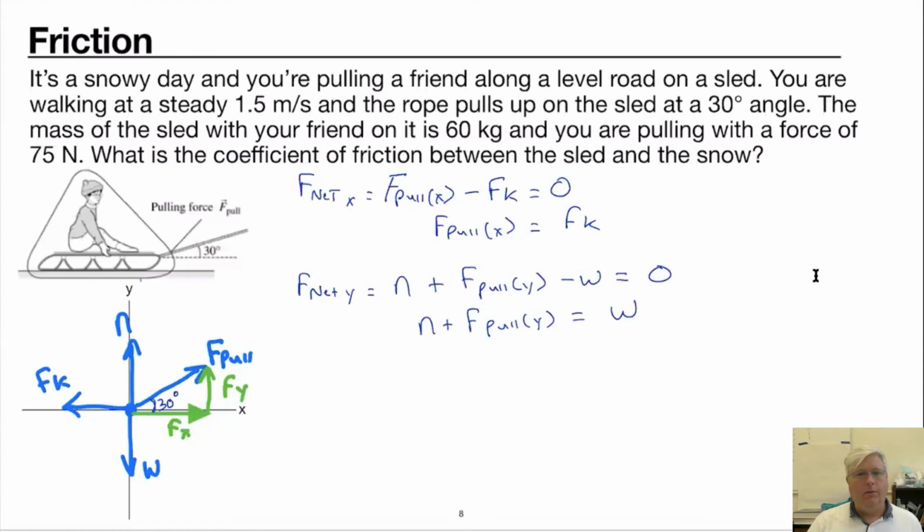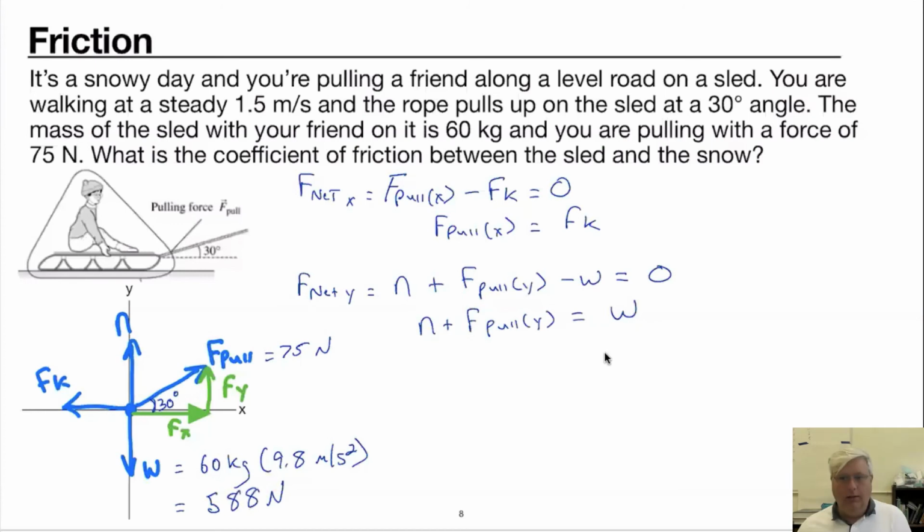And so what kind of things do we know? Well, we know we have that pull is 75 newtons, we're given at a 30-degree angle. We're given the mass of the sled with your friend on it is 60 kilograms. So that means we can figure out the weight is 60 kilograms times gravity. So I get 588 newtons is the weight.